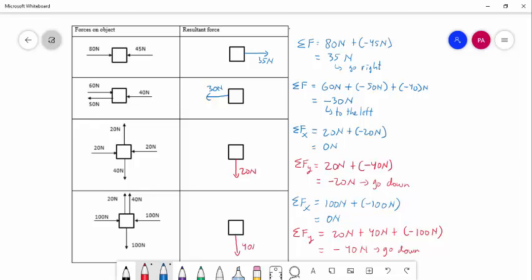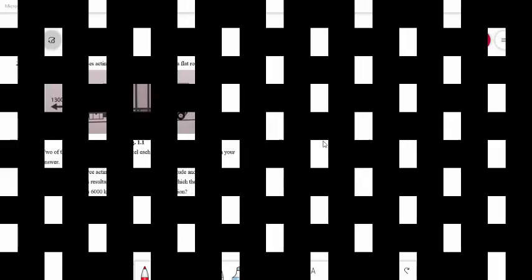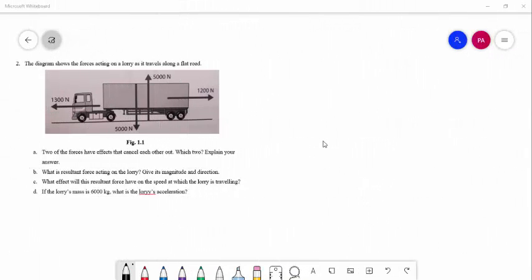Remember, horizontal and vertical, we cannot mix them together. We need to calculate them separately. That's for number 1. Okay, this part I will explain about the number 2.